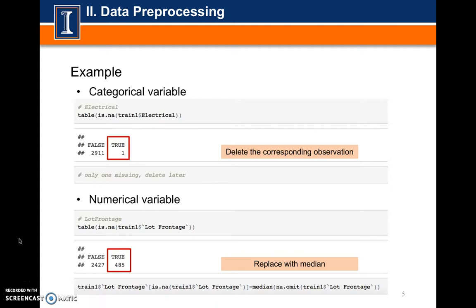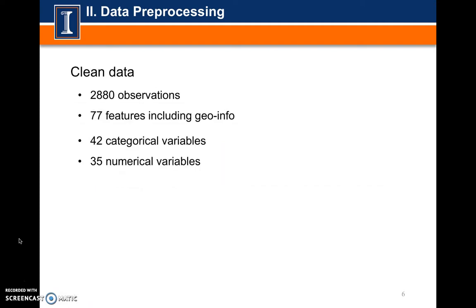Here's the example. Electrical is a categorical variable. After summarizing, we found there is one NA, so we delete the corresponding observation. Lot frontage is a numerical variable. There are almost 500 NA, so we replace NA with median. After data processing, we have 2880 observations and 77 features including geoinfo, and there are 42 categorical variables and 35 numerical variables.